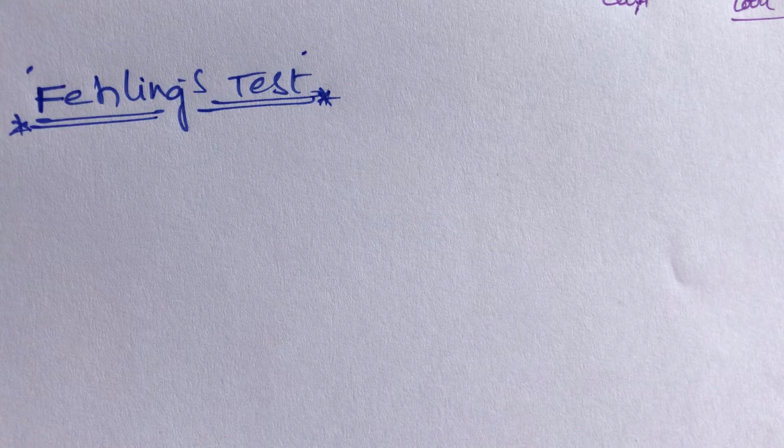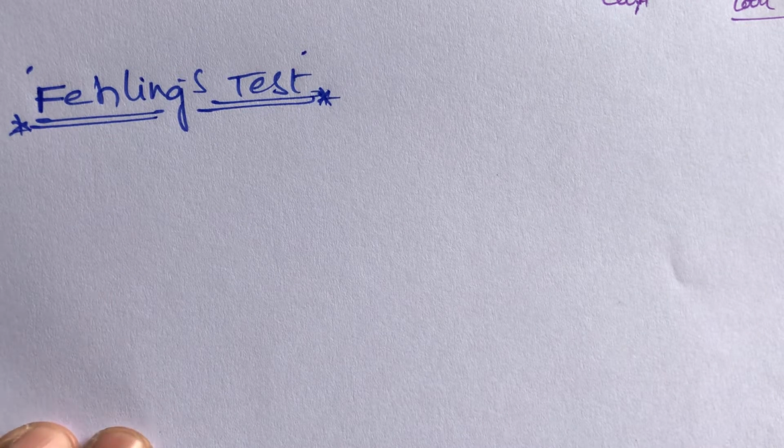Hi students. Now the next topic is Fehling's test. What is the use of Fehling's test, students? It is used for the identification of aldehydes, that is, aliphatic aldehydes only. Then what is Fehling's reagent, students? How do we prepare Fehling's reagent?